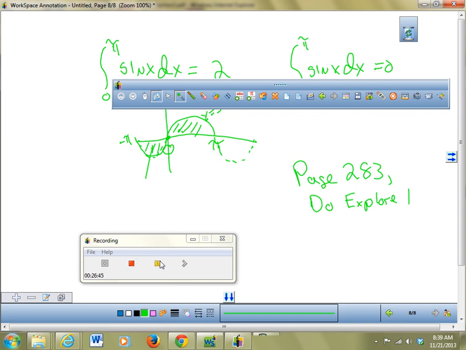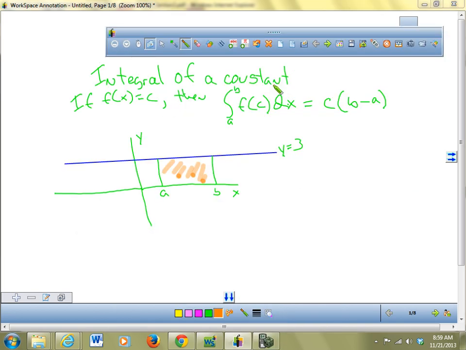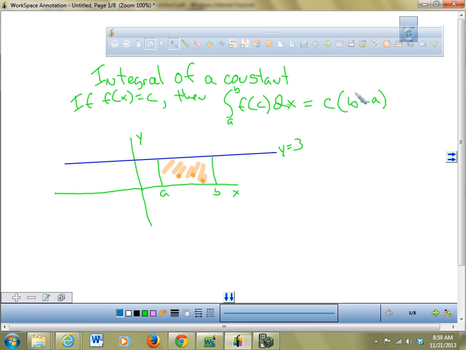Again, the integral of a constant is equal to the constant times the width of the interval. Does that make sense? It makes sense for us. And so the integral of a constant function is equal to the width of the interval. So this is the width, and this is the height of that constant function.